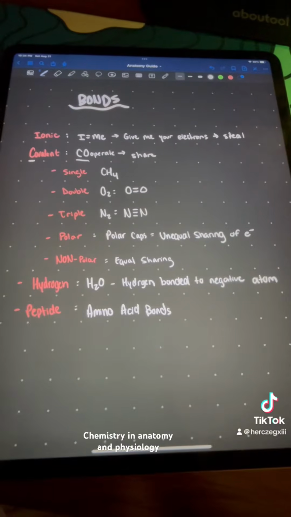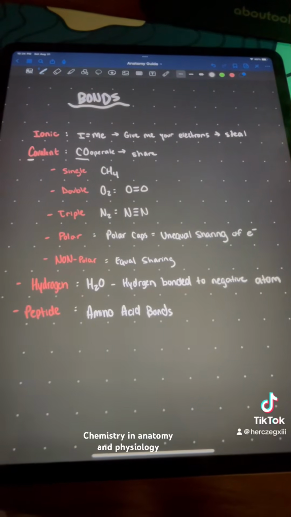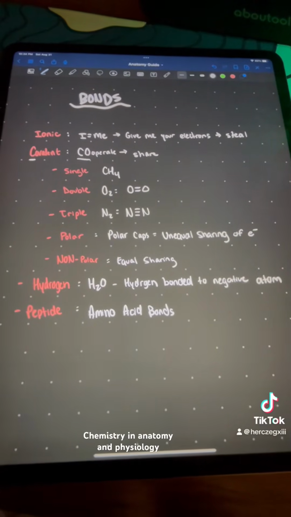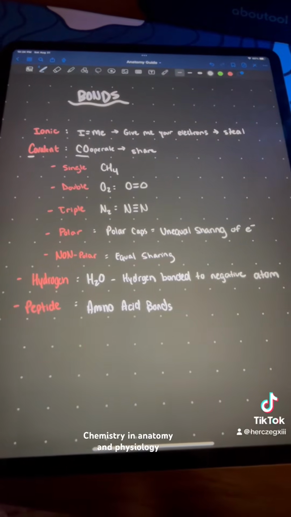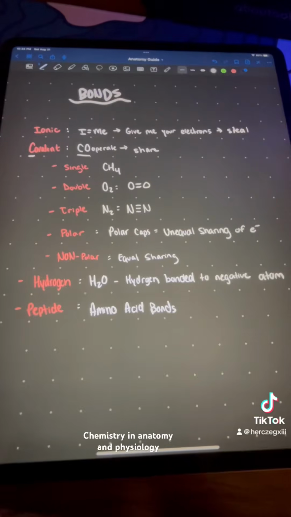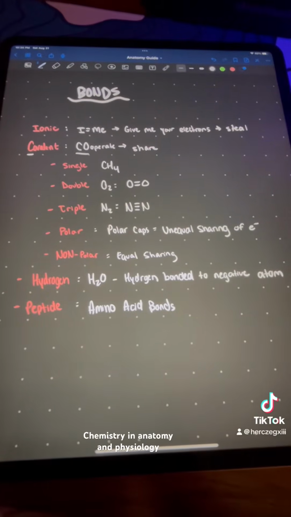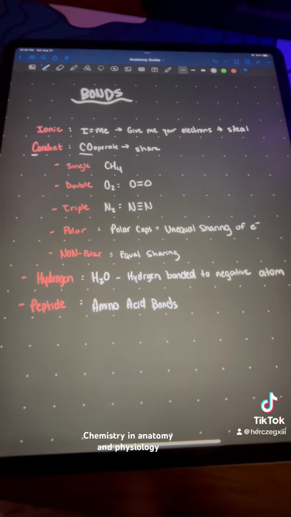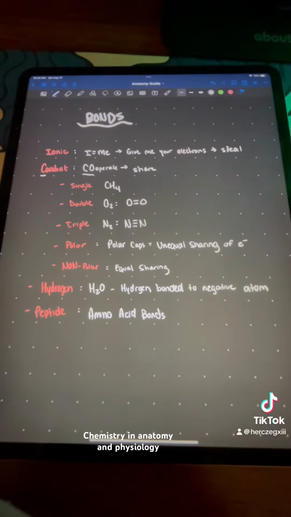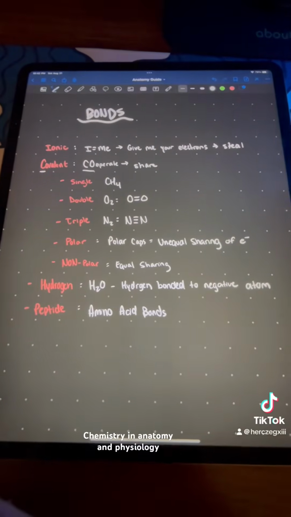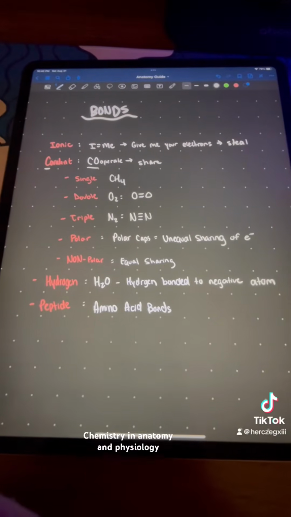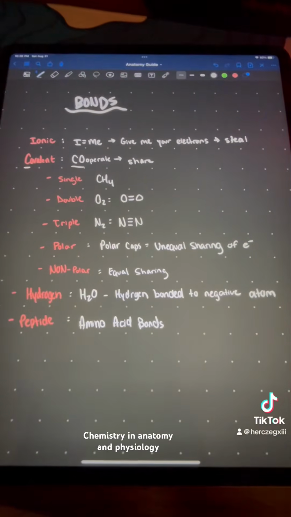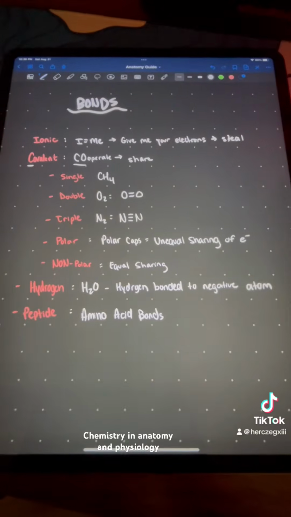Ionic, I equals me. It means give me your electrons, which is an ionic bond where an electron is being stolen. If you look at covalent, cooperate is to share, and there are different ways you can share. There's single, double, triple. There's polar. I think of the polar caps, so they're on opposite sides. So it's unequal sharing of electrons. And non-polar would be the opposite, which is equal sharing.